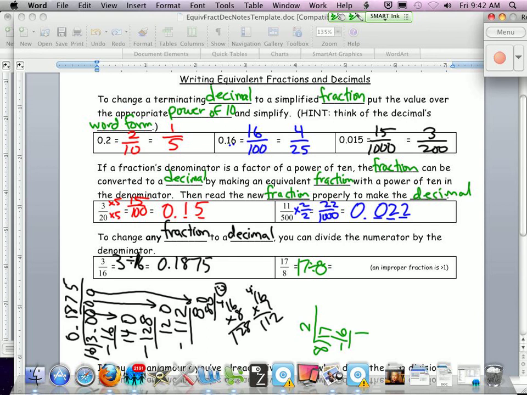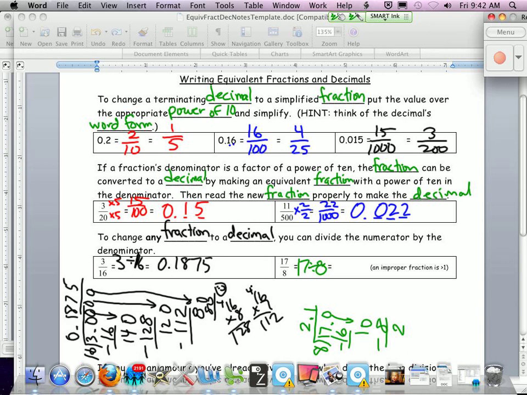Don't forget, before I can tack on a 0 to bring down. 8 into 10: how many times does 8 go into 10 without going over? 1 time, because 1 times 8 is 8. And then 10 minus 8. What do we get for 10 minus 8? 2. And then we bring down another 0 because it still didn't work out evenly.